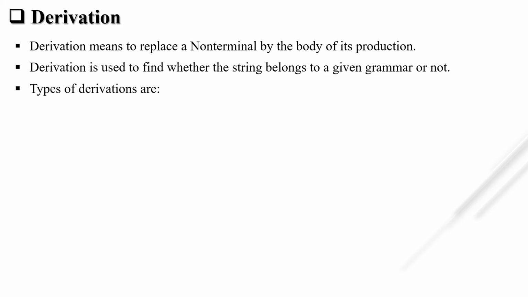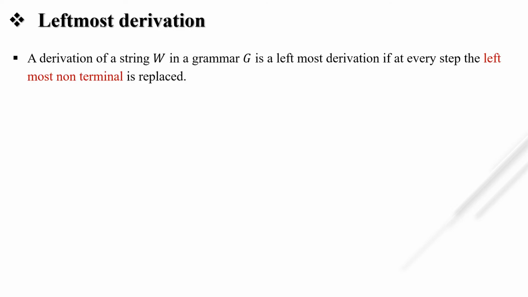There are basically two types of derivation. The first one is leftmost derivation and the second one is rightmost derivation. Let's see one by one. A derivation of a string w in a grammar G is a leftmost derivation if at every step the leftmost non-terminal is replaced first. Let's understand this with an example.